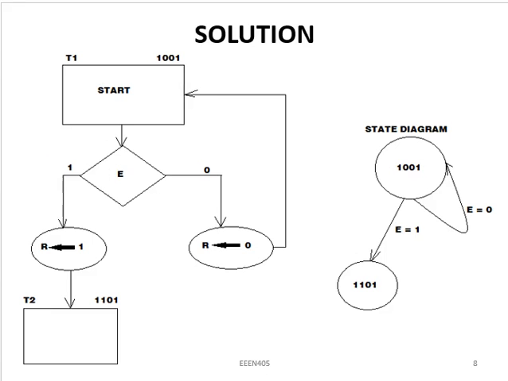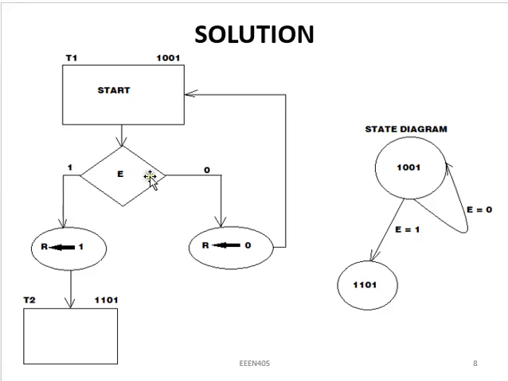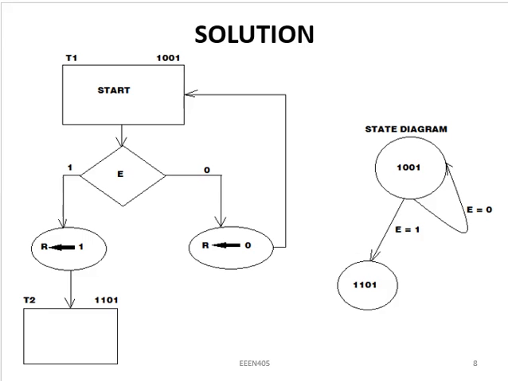So look at what we have here. When this E is 1, we have a conditional box where our R is set to 1. And otherwise, that is, if it is not equal to 1, it should be 0, then it will clear the register R. That is, when E is found to be 0, we clear this register R to 0. So then what? In case this E is equal to 1, after setting the register R, it will go to state T2, and this is its binary code. But if it is 0, it will clear the register as we have seen, and it will go back to T1, and this is what actually happened.